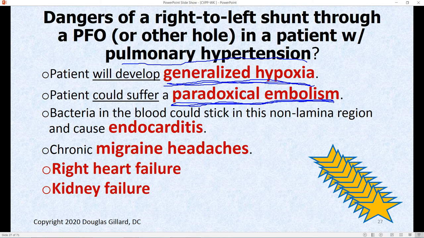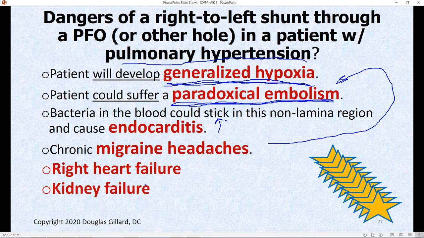Because the flow of blood through a PFO in someone with pulmonary hypertension is not laminar, bacteria can get stuck in that region, and you could develop an endocarditis, an infection of the heart. It increases the chances of that as well. Interestingly, migraine headaches are associated with PFOs, especially in people with pulmonary hypertension. They're thought to be maybe mini strokes from small paradoxical emboli getting up into the brain.